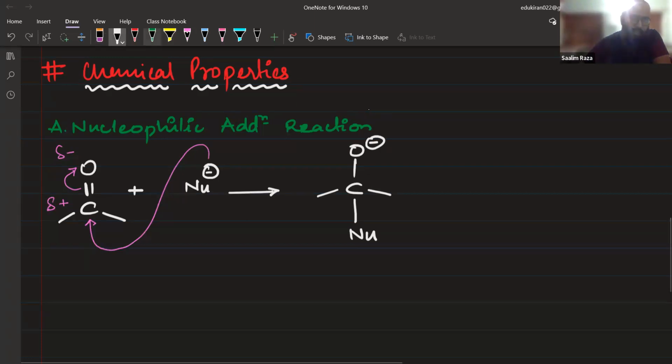Yes, sir. Now just pay attention to one thing. I don't know whether you remember or not. When carbon has one double bond, it is sp2 hybridized. Do you know this? And when carbon has all 4 single bonds, it is what hybridized? sp.